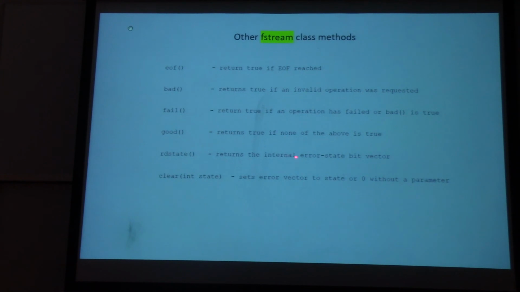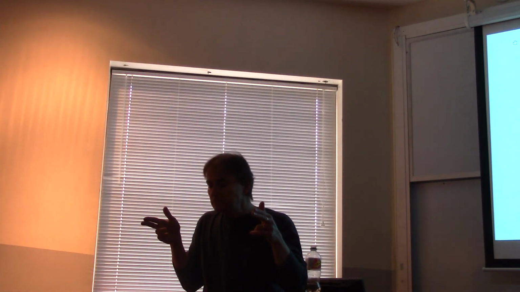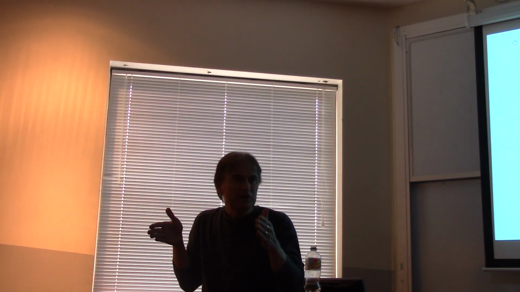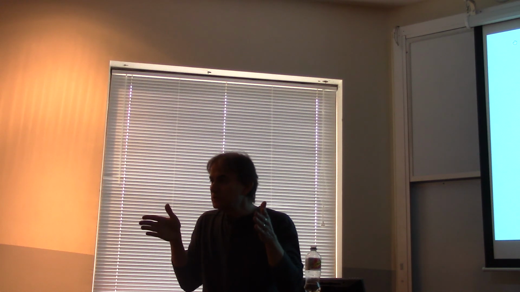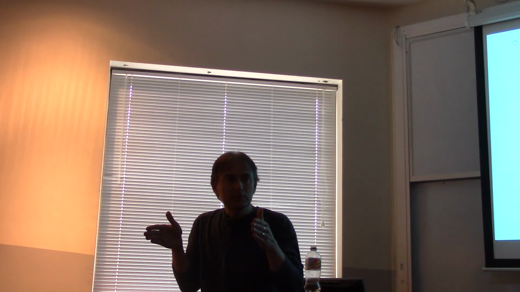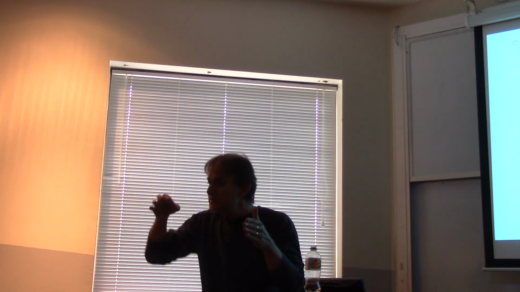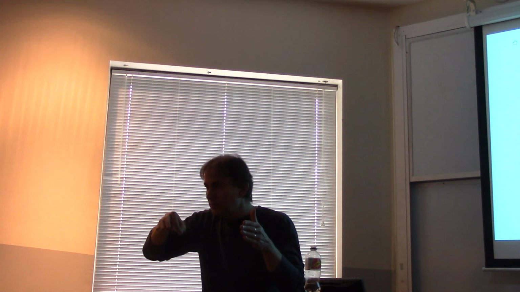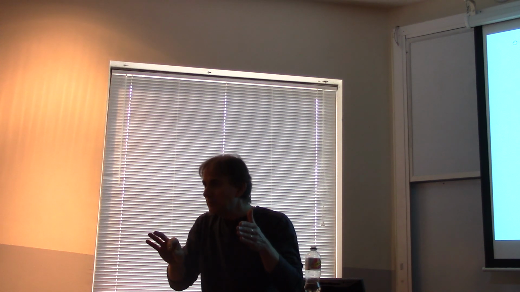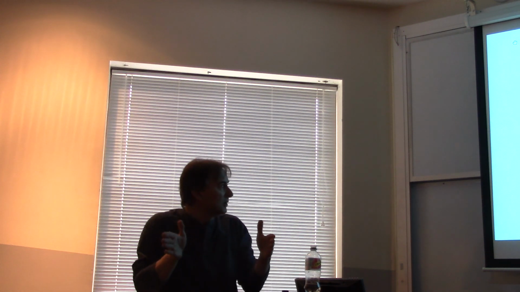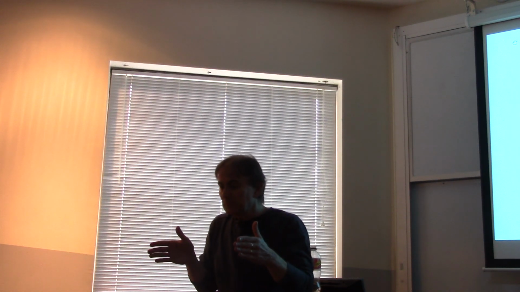RD state returns the internal error state bit vector. This is very, very cool. So what do I mean by internal error state bit vector? Think of a file having an integer value, which we'll call the error vector. I don't know if it's an int or a long int, but let's say it's an int with 32 bits. Whenever something is going on with the file, if there's an issue, we can set a bit to 1 to indicate that there's a problem here, or we can set it to 0. So this particular error state bit vector will have a configuration.